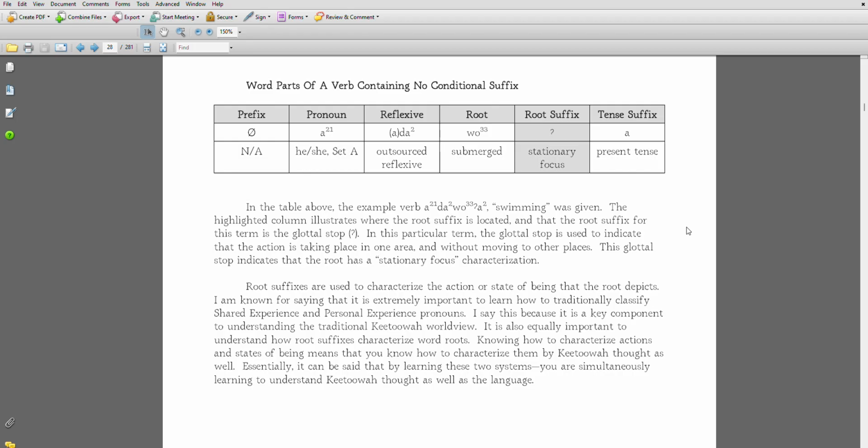I am known for saying that it is extremely important to learn how to traditionally classify shared experience and personal experience pronouns. I say this because it is a key component to understanding the traditional Katua worldview. It is also equally important to understand how root suffixes characterize word roots. Knowing how to characterize actions and states of being means that you know how to characterize them by Katua thought as well. Essentially, it can be said that by learning these two systems, you are simultaneously learning to understand Katua thought as well as the language.